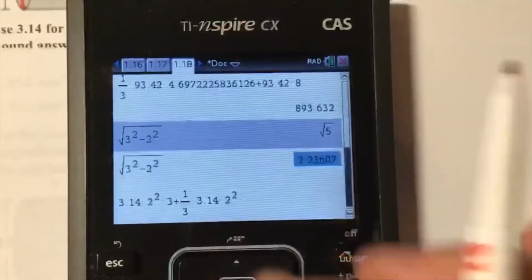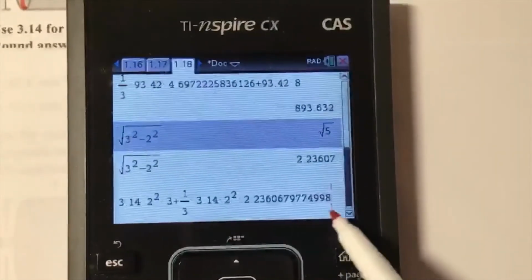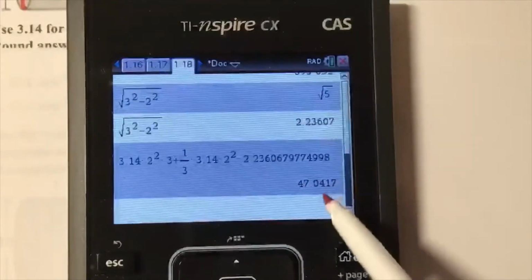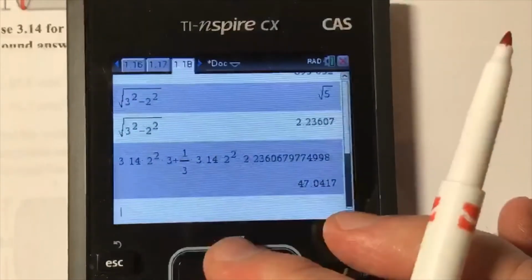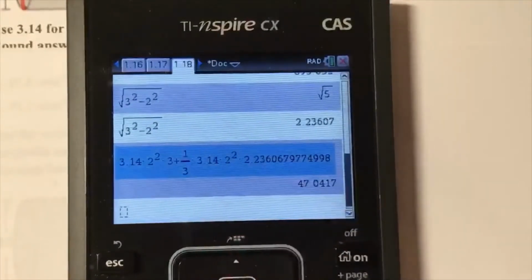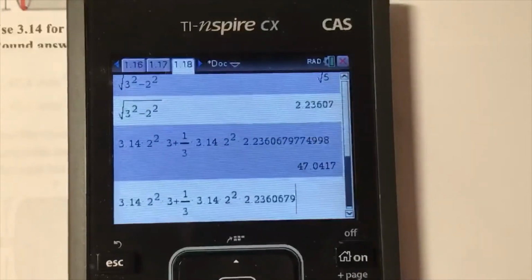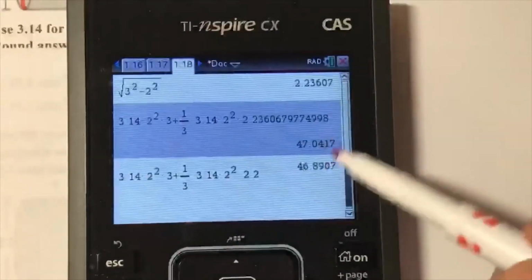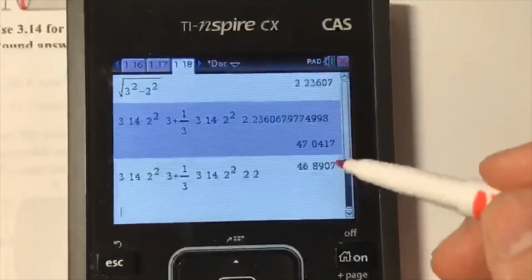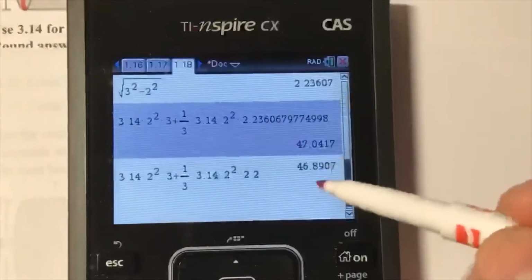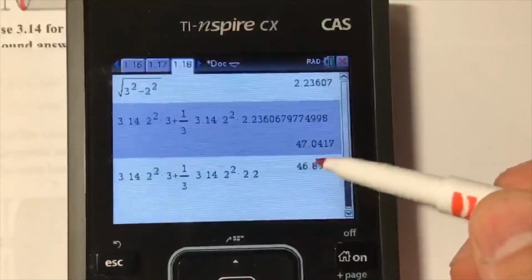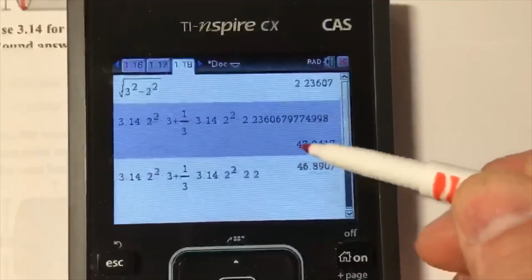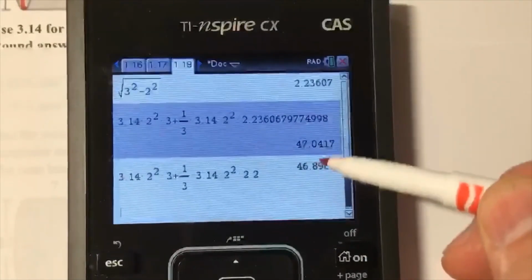Now let's look at this. If I use all of these decimal places, I'm going to get this number here. And now let's just see what happens if I only use the 2.2 instead of all of those. You see the big difference here. Now, of course, if you round, you would get 46.9 instead of 47.0. There's a little bit of difference.